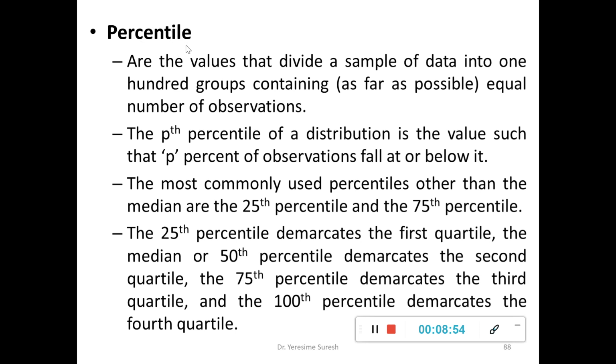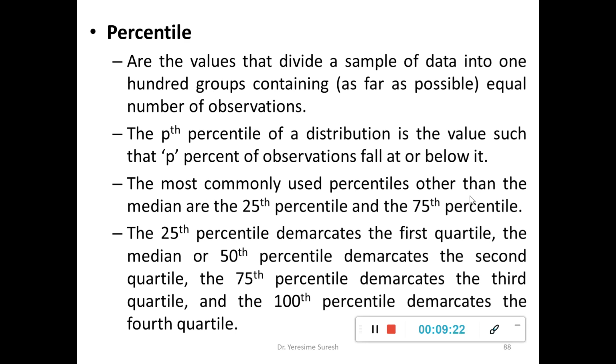That I call it as percentile, wherein a given data sample is divided into n number of groups, or in this case 100 groups. And if there are 100 partitions, the p percentile of a distribution is a value such that p% of observations fall at or below it. So if I divide n number of instances into n number of partitions, then the nth partition will have 100 groups.